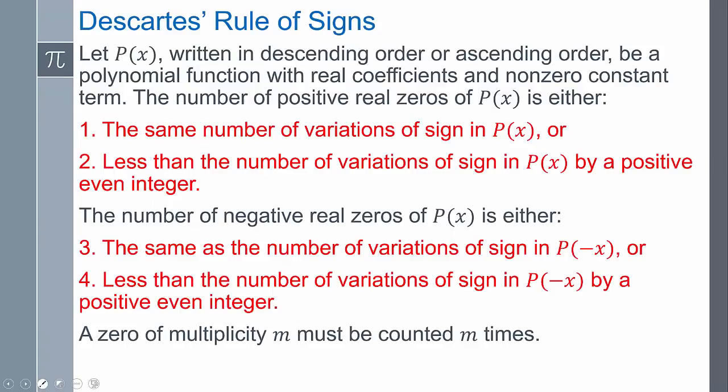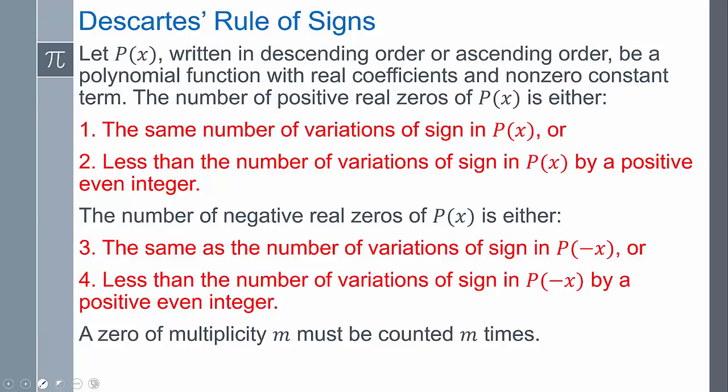Now this leads us to Descartes' rule of signs. I do apologize, my neighbor is jackhammering into concrete right next door, and it's kind of loud. What Descartes' rule of signs tells us is the possibilities for the number of positive and negative zeros.